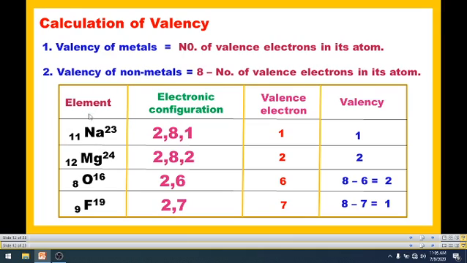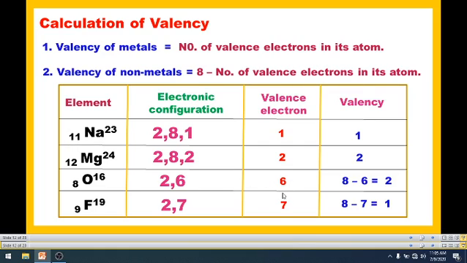Let us look at the example. Sodium, 11, 23. Electronic configuration is 2,8,1. The outermost shell is the valence shell, and the electrons present in the valence shell are known as valence electrons. Therefore, valence electron is 1. Valence electron is 1, therefore valency is also 1. And magnesium, 2,8,2. Valence electrons 2. Therefore, valency is also 2.